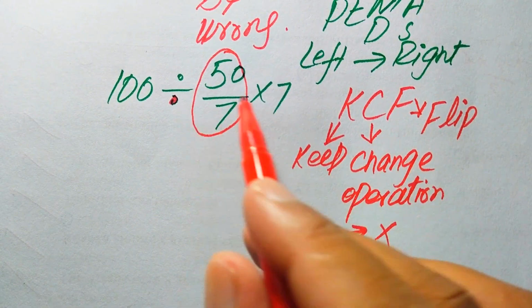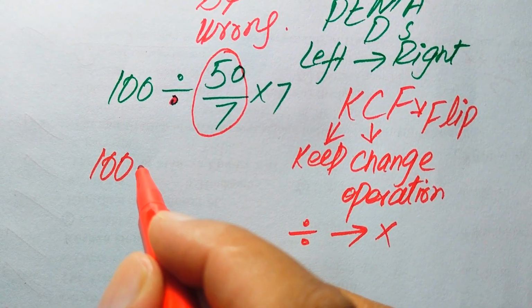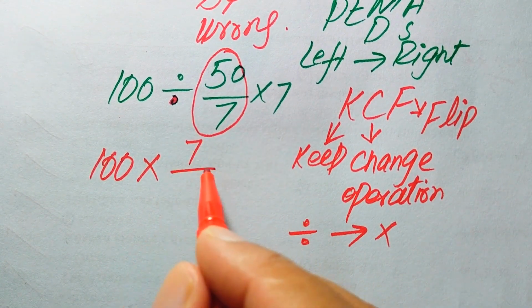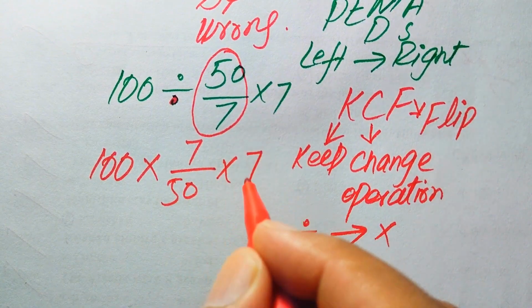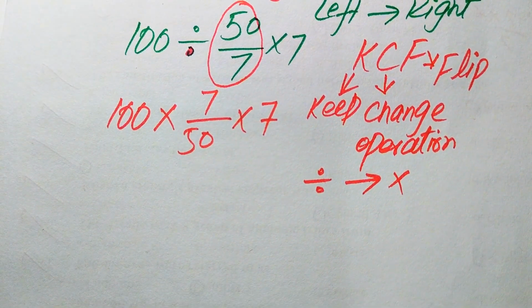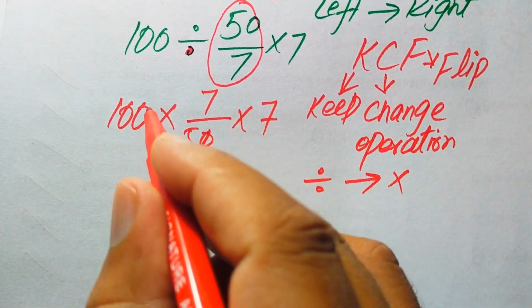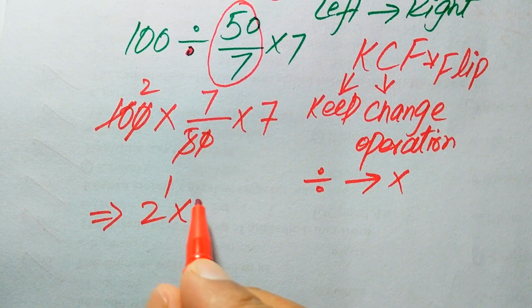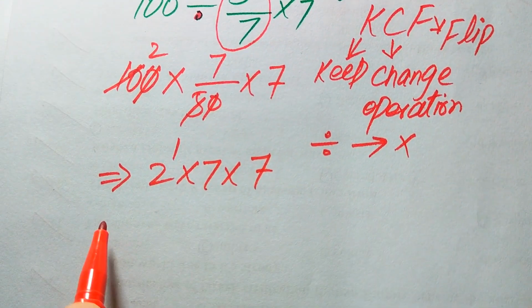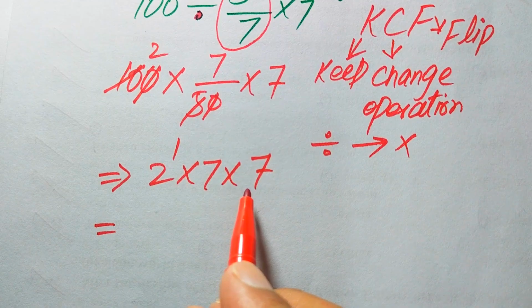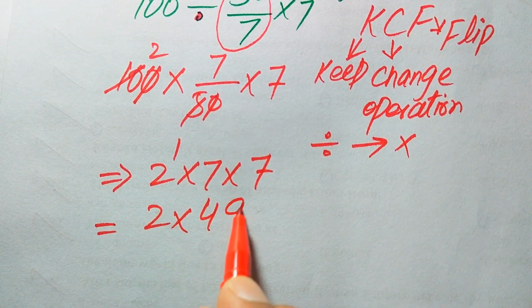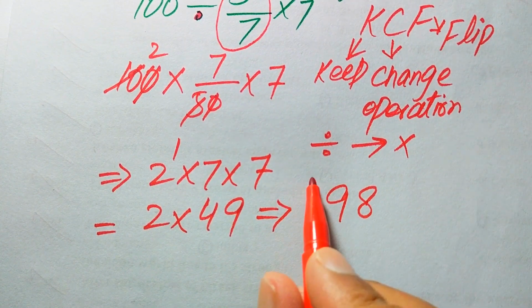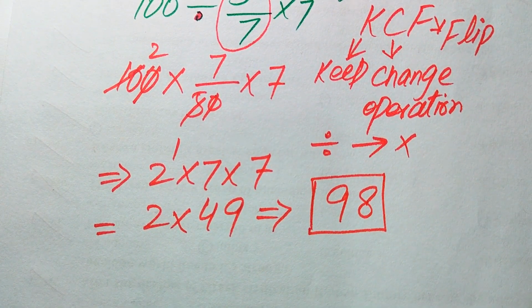Okay, so when we apply the KCF rule on this term, it will be written as: we keep the 100 as it is, we change this operation, division, to multiplication, we flip this value to 7 over 50, times 7. And now we go through the solution of this problem. This 0 and this 0 are gone, and 5 ones are 5 and 5 twos are 10. So we have 2 times 7 times 7. So we get 7 sevens are 49, and we get here 2 times 49, and 2 times 49 is equal to 98. So this is our final answer to this question.